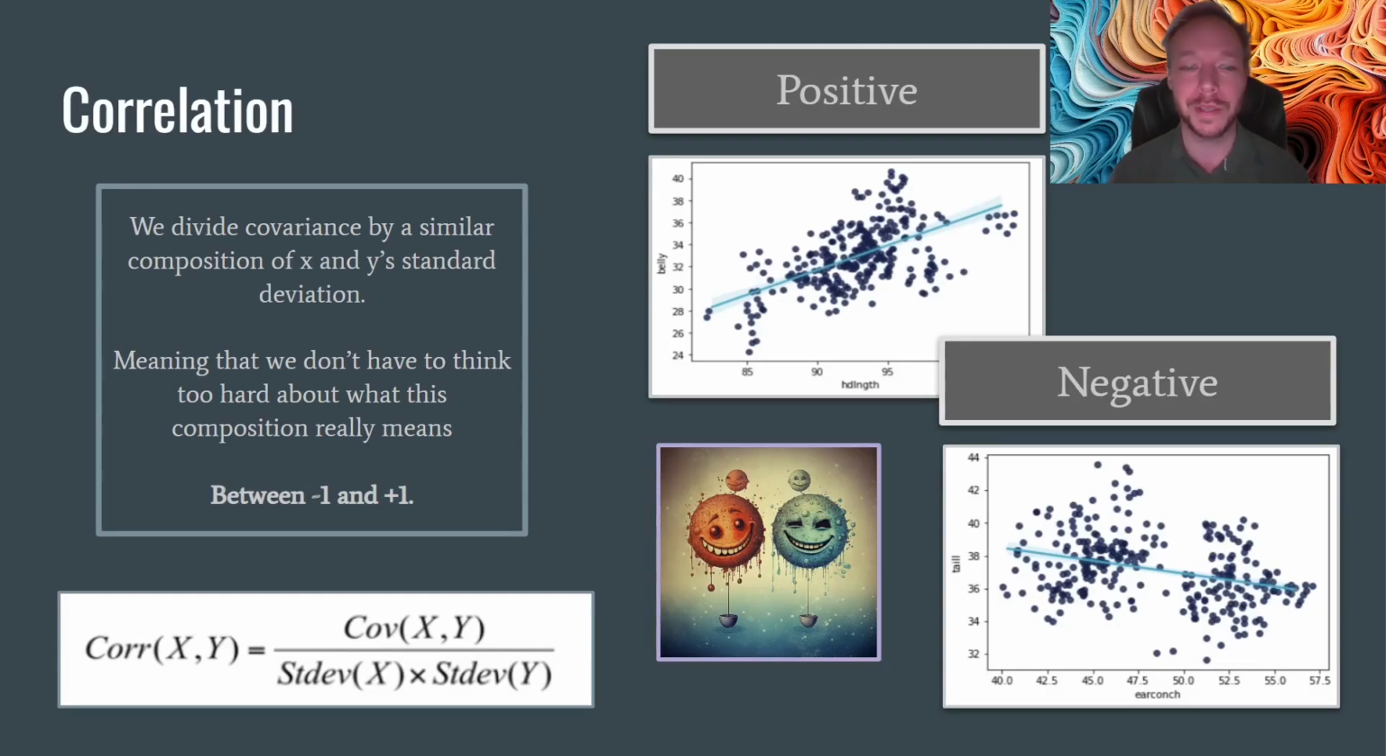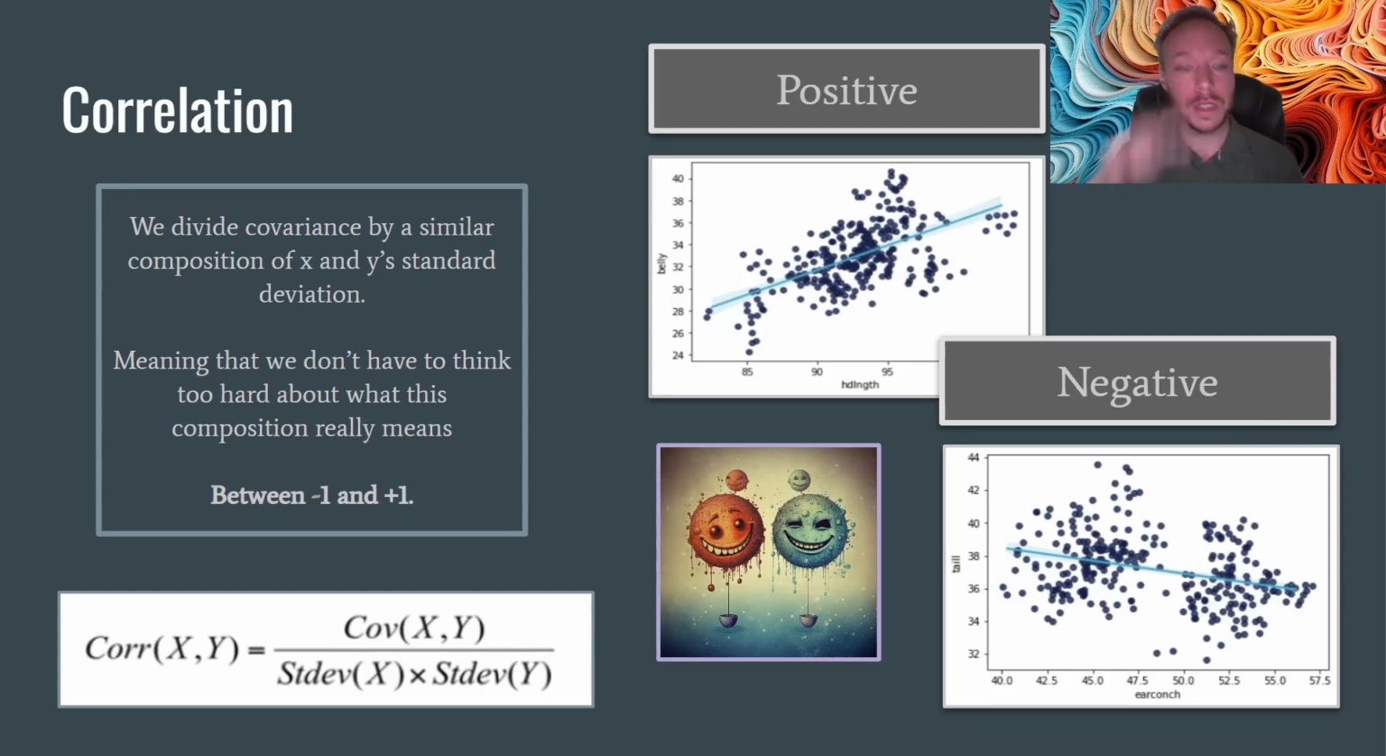Okay, so the reason that we need to understand the concept of covariance is because we use it to calculate correlation. Correlation is what we'll probably use at the end of the day to communicate our results and really to make comparisons between different features in our data set and really understand the strength of each of those relationships.